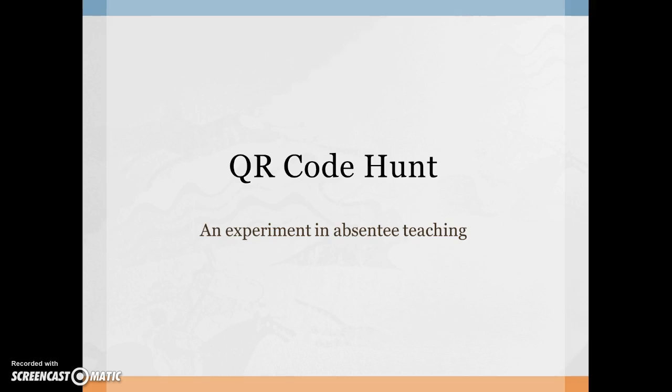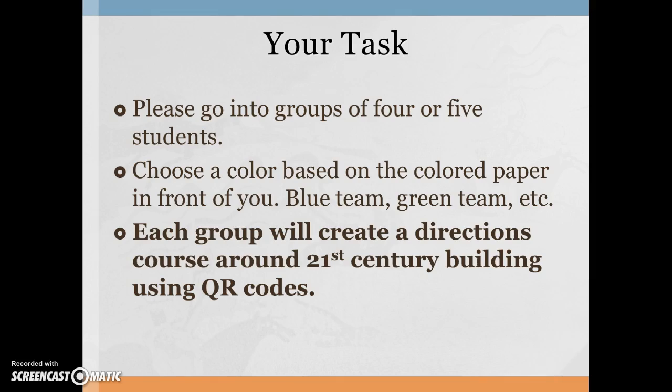Today's assignment is going to be a group project, and we're going to make a QR code treasure hunt. And this is going to be an experiment in absentee teaching, as you'll see. First, your task. I want you to please go into groups of 4 or 5 students. You can choose whatever groups you like. And then I would like you to choose from the colored paper on the table in front of you. Each group will choose one color.